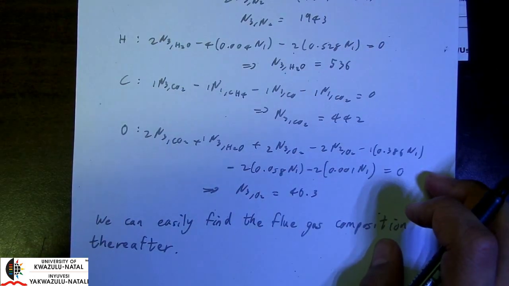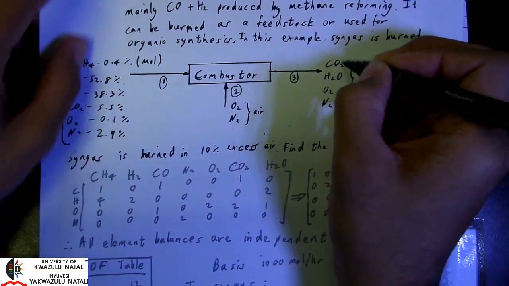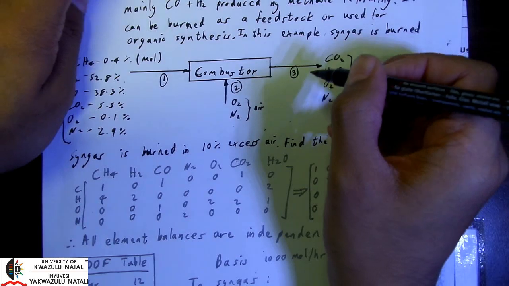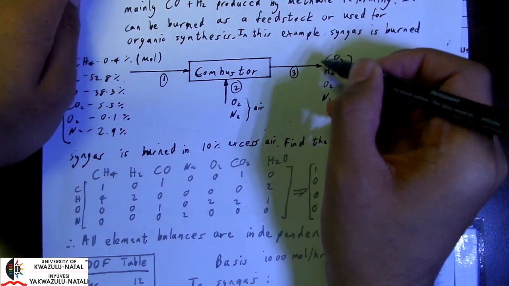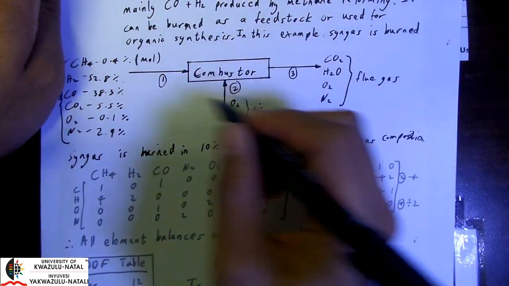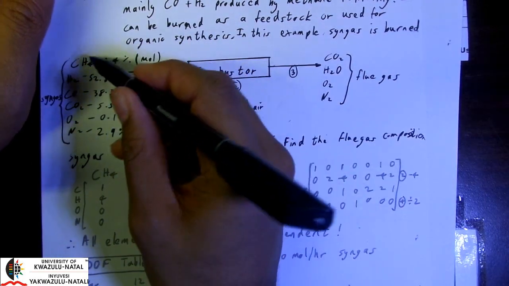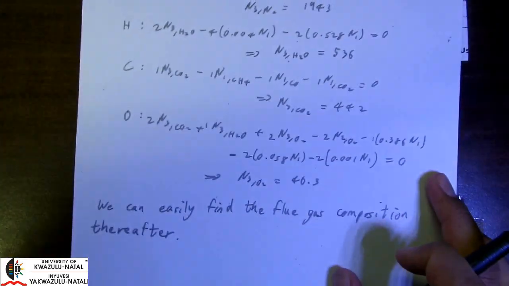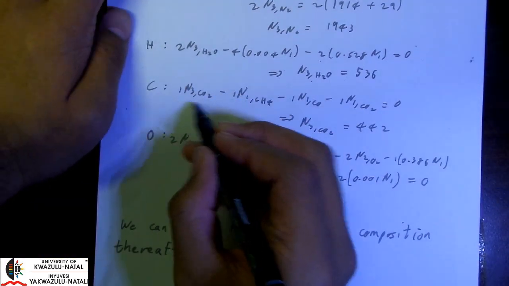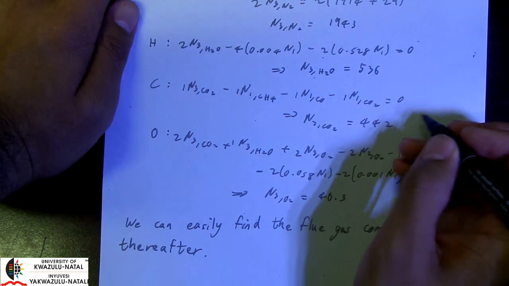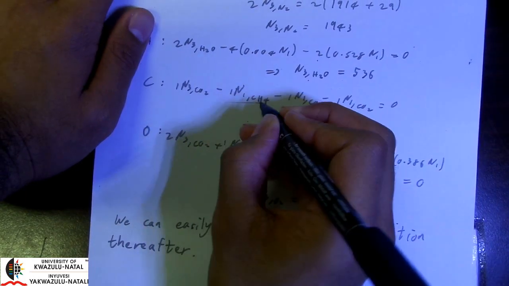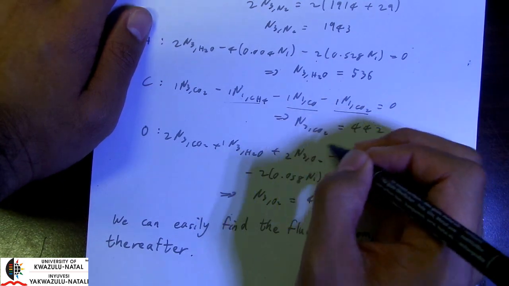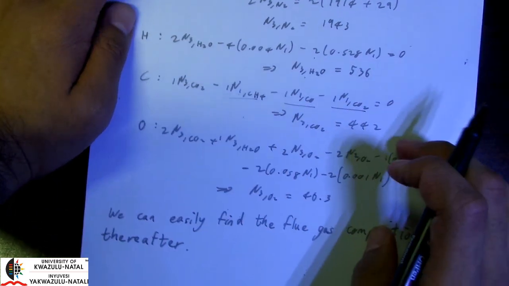And the same for carbon. We have all of our carbon coming out in the form of CO2. So N3 of CO2 minus our carbon coming in stream 1 in the form of CH4, CO, and CO2. And here it is here. And we already know what these are. So we can easily find out our amount of CO2 coming out at stream 3.